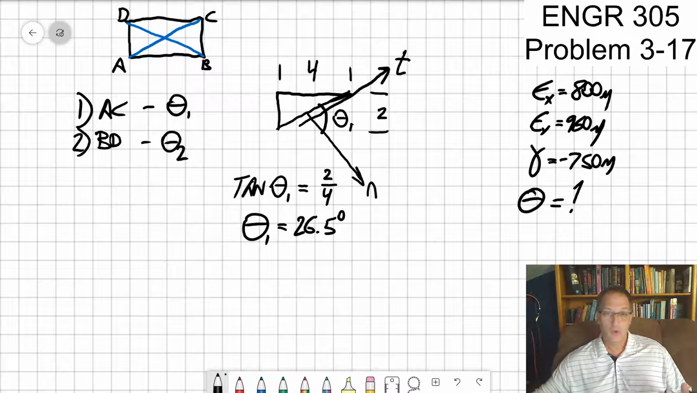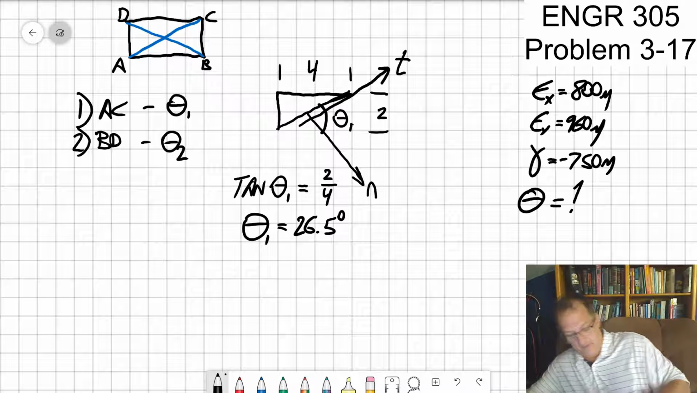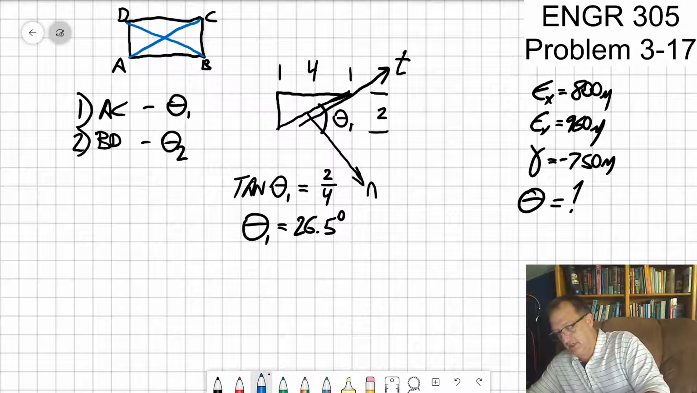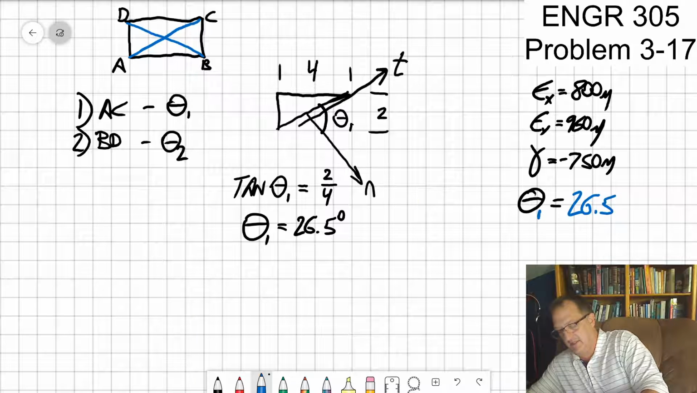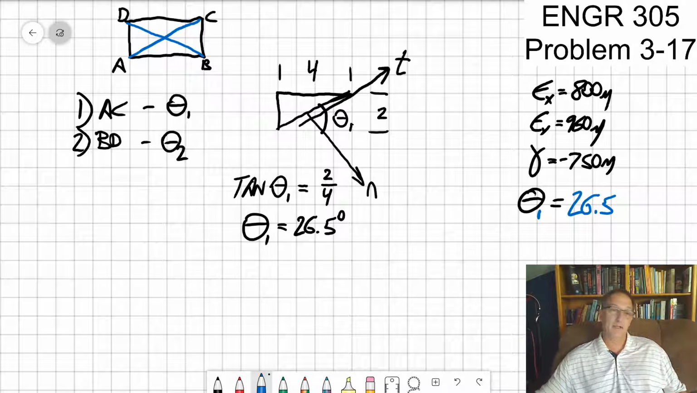And so now I can plug that in here. It's no longer a question mark. That's 26.5, and I'll say that's theta 1. Now I can do a transformation if I only knew my transformation equation.